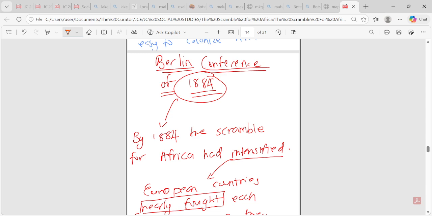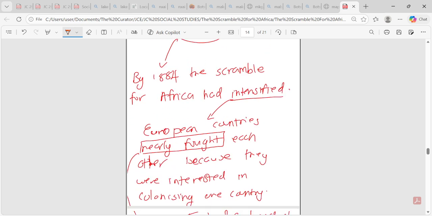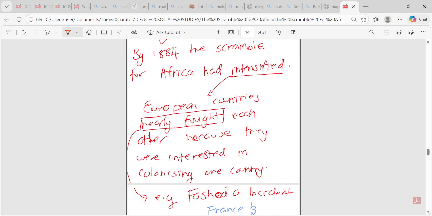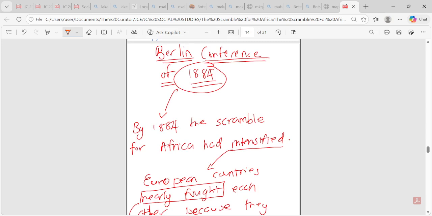So by 1884, the scramble for Africa had intensified, it had worsened. European countries nearly fought each other. So there was this tension, there was this strife, and that was almost reaching its boiling point. So the Berlin Conference of 84.